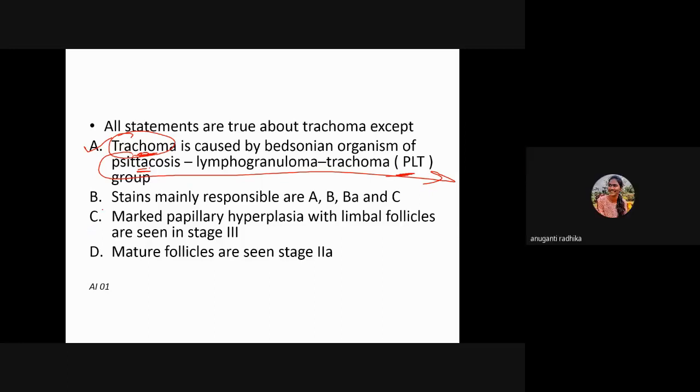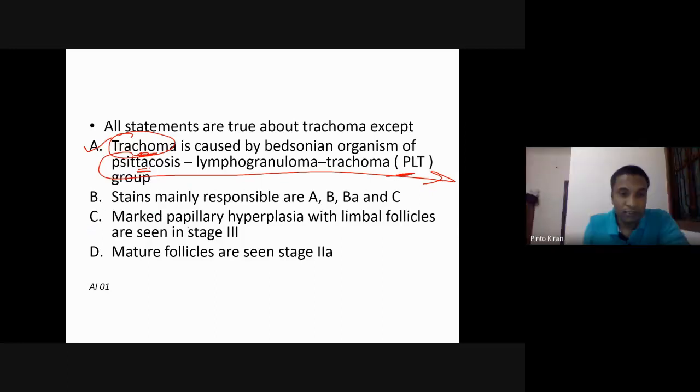D, sir. Yeah, who said C is a correct answer? Yes, very good. Serotypes mainly responsible, we know. Yes, this is partially correct, acceptable.